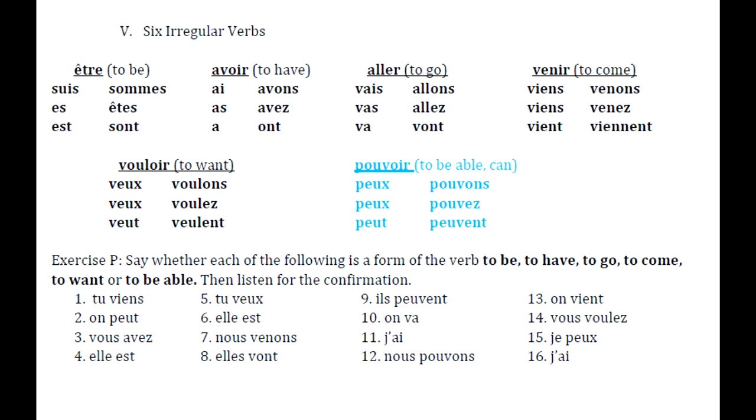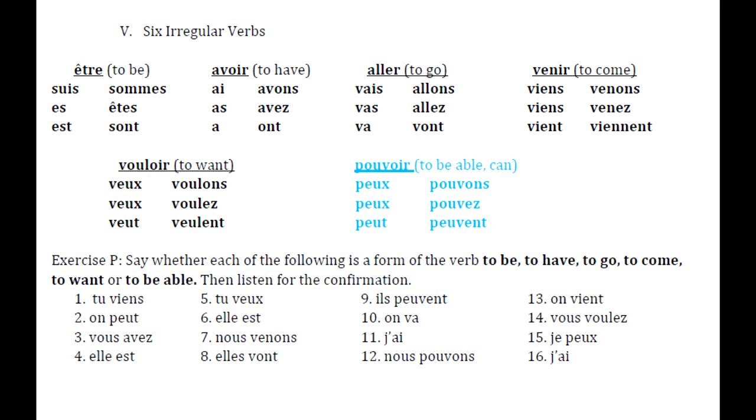Part 5. 6 irregular verbs. Repeat the forms of the verb pouvoir. Pouvoir, je peux, tu peux, il peut, elle peut, on peut, nous pouvons, vous pouvez, ils peuvent, elles peuvent.